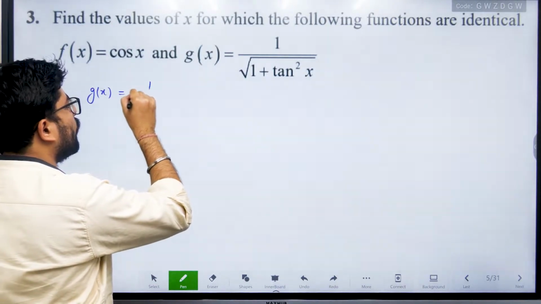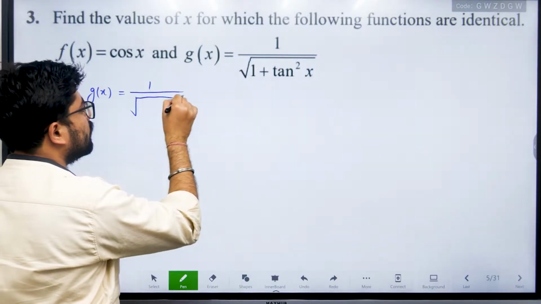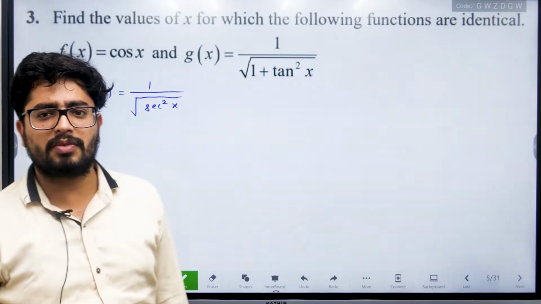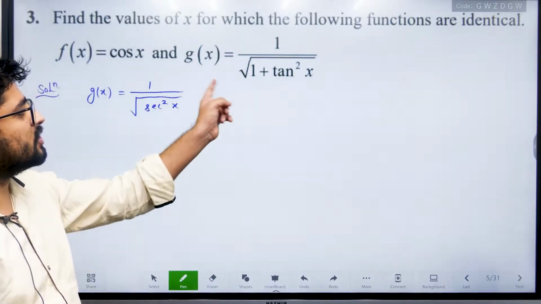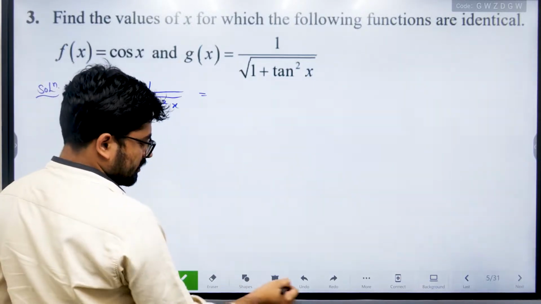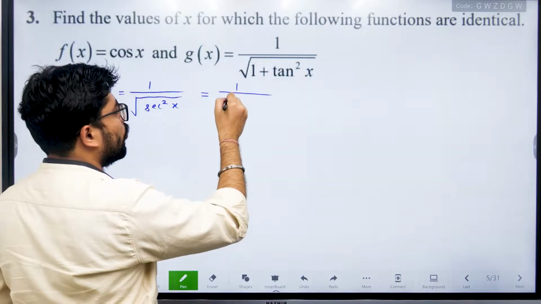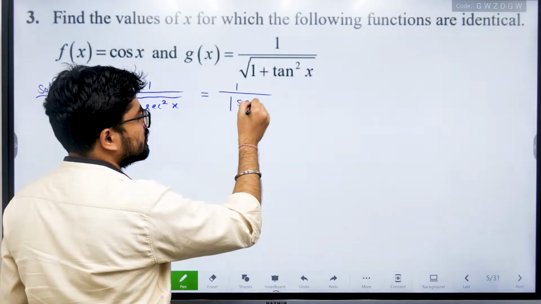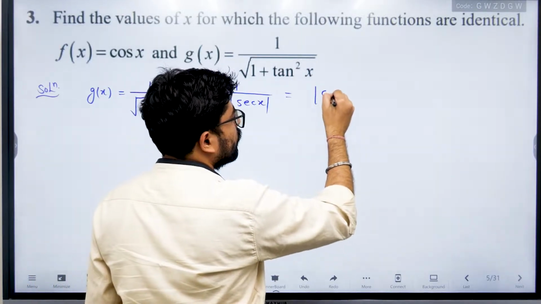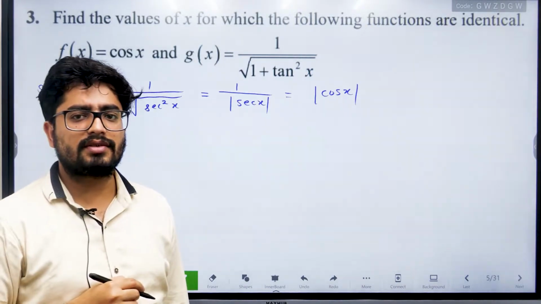g(x) is equal to 1 upon under root 1 plus tan square x, that is under root sec square x. Yes, we know sec square x minus tan square x is 1. So tan square x plus 1 is equal to sec square x. So you can say this thing is 1 upon under root of sec square x, and root of x square is mod of x. So this is mod of sec x. So this thing is mod of cos x.